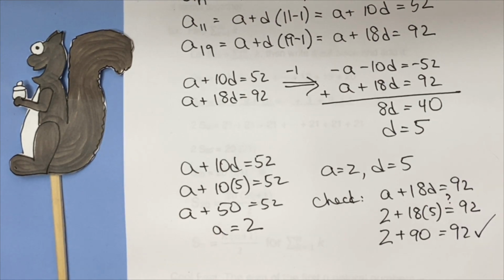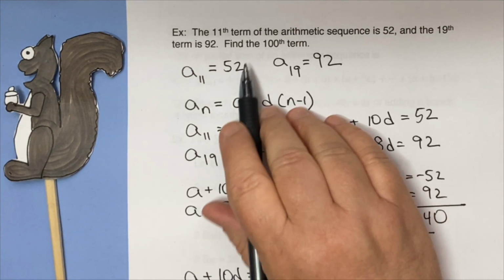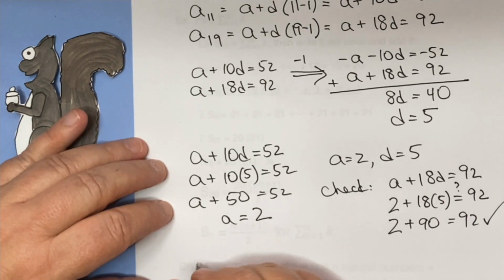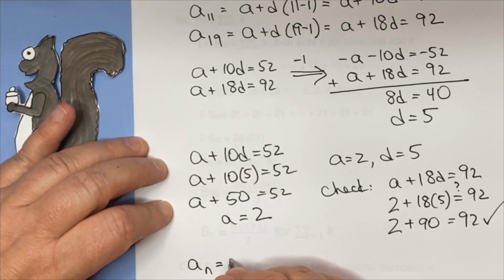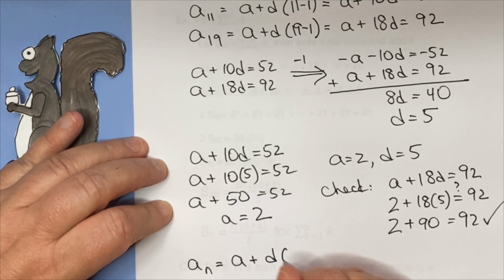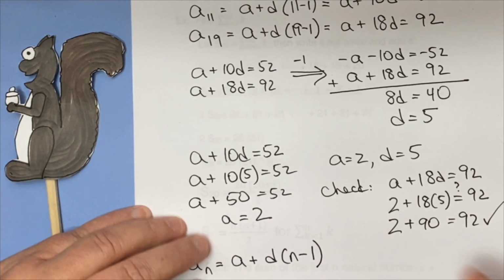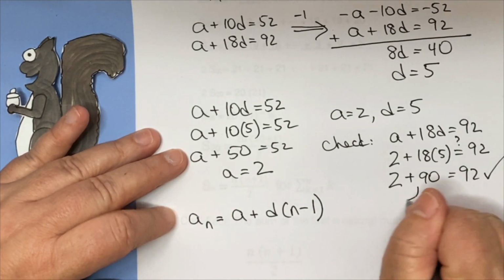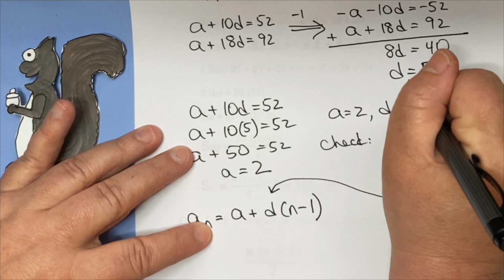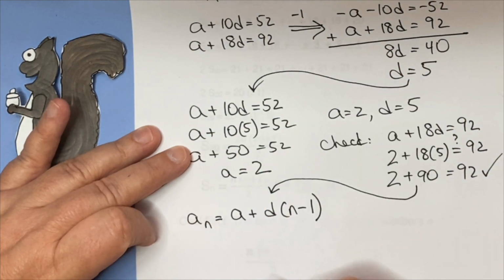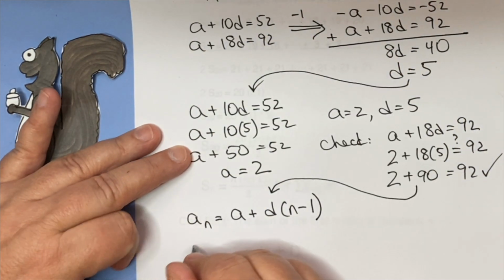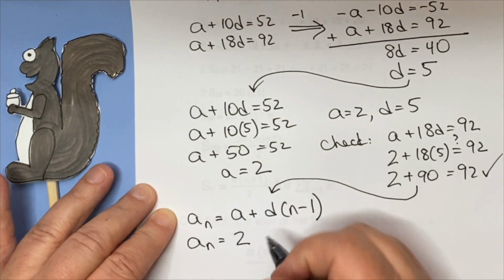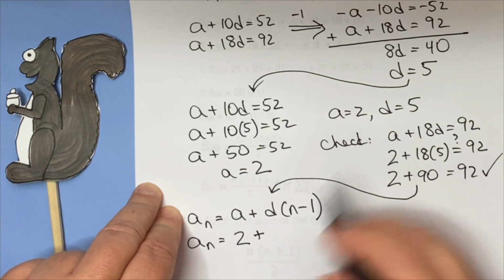So, what were we supposed to do? We're supposed to find the 100th term. Okay, so I know that a sub n is a plus d times n minus 1, right? So let me scooch this a little bit. So I'm going to bring us here. I'm going to bring us there. So hopefully it's a little bit easier to follow. So a sub n equals 2, right? Because a was 2, plus d is 5.